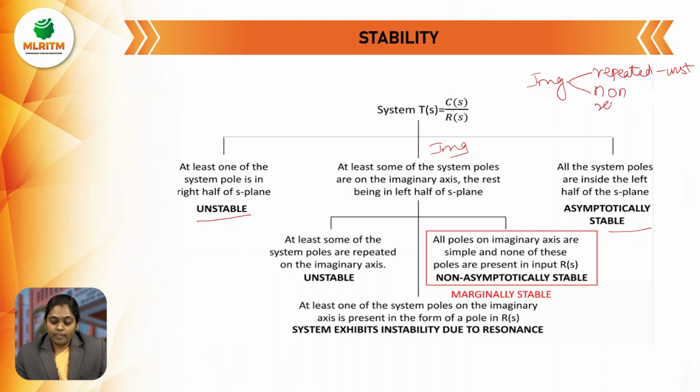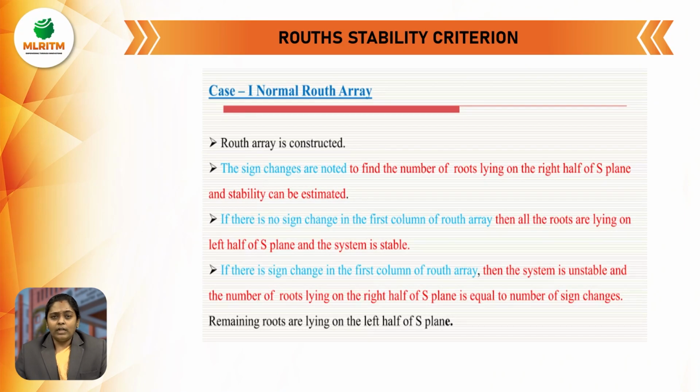Non-repetition of roots itself indicates the system is said to be stable. This is all about the concept of stability. In order to understand the concept of stability, we'll be using a concept called the Routh array, also called the Routh-Hurwitz criteria. By using this criteria, we can say whether the system is stable, unstable, or marginally stable.